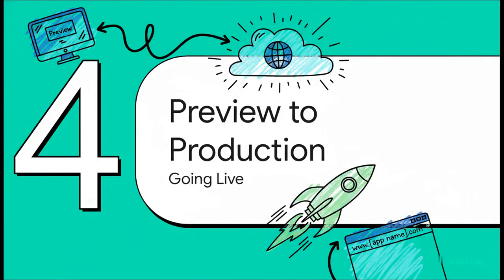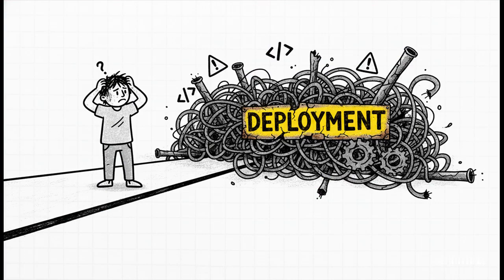We have a real app, but it's still trapped in a little preview window on our computer. The next giant hurdle, and it is a big one, is deployment. We've got to get this thing out of our AI tool and onto a live public website that anyone in the world can visit. And let's just be real for a second. This is the part that makes people want to tear their hair out. I've personally lost so many hours right here.